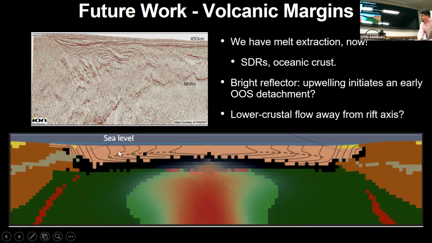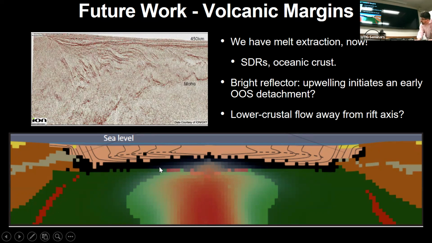This is essentially the same model that we've been talking about before, except now we have melt extraction. So we're creating what's essentially SDRs, like volcanic clastics. And these lines are isochrons, so everything in that line was deposited at the same time. And what you get is something that kind of looks like what you get with the SDRs, but then you get this weird inward curve where it looks like you have lower crustal flow flowing away from the rift axis, and it kind of lines up with these high temperature detachment faults in the mantle.